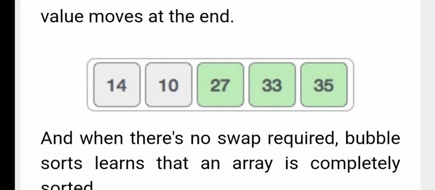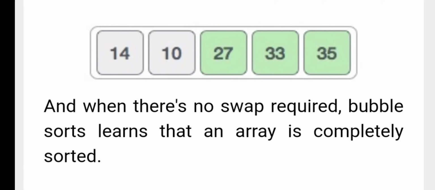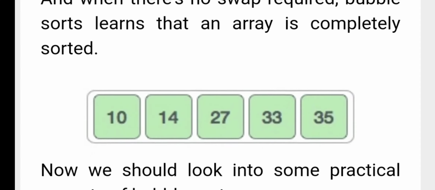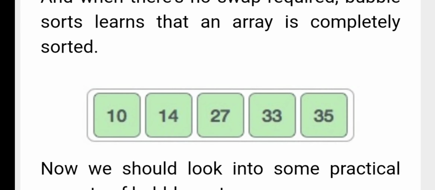Now again we have to compare 14 and 10. 14 is greater than 10, so there is a need of swapping between 14 and 10. And when there is no swap required, bubble sort learns that the array is completely sorted. See, 10, 14, 27, 33 and 35.